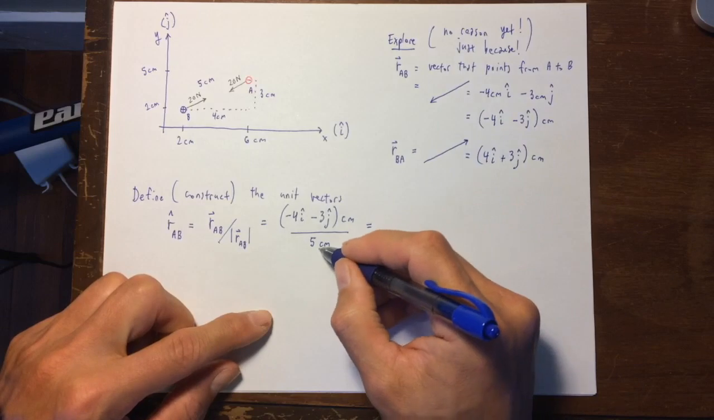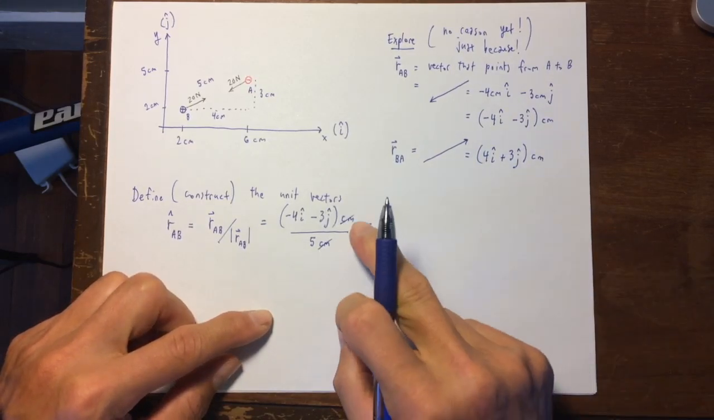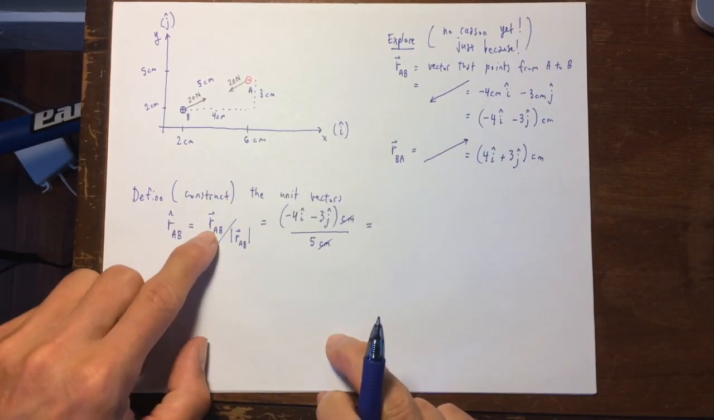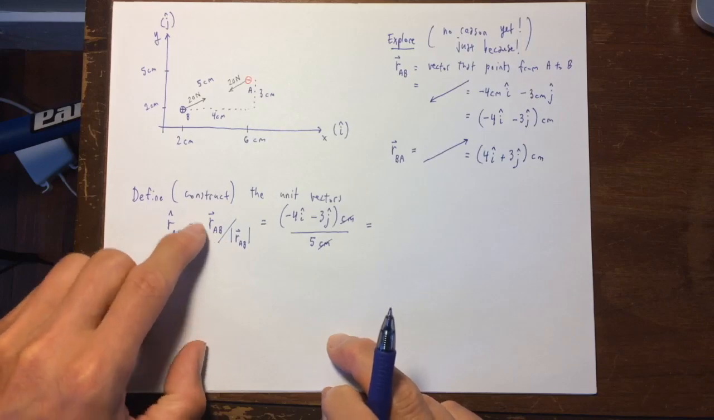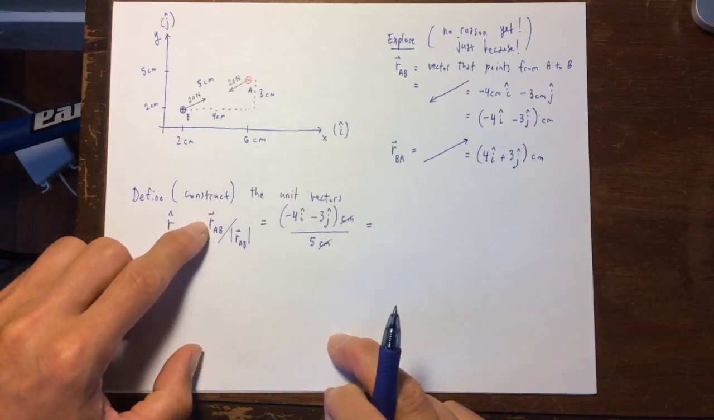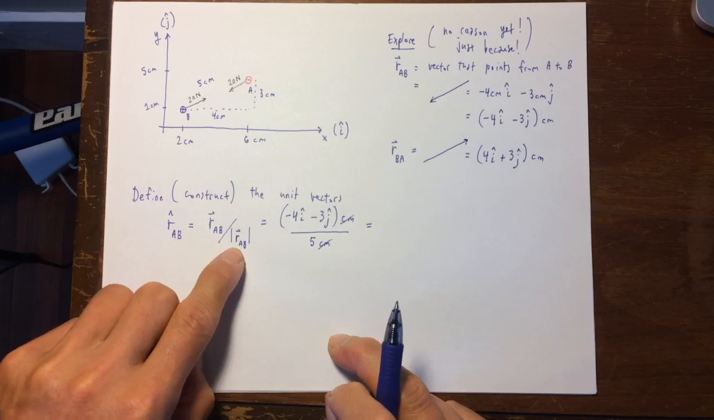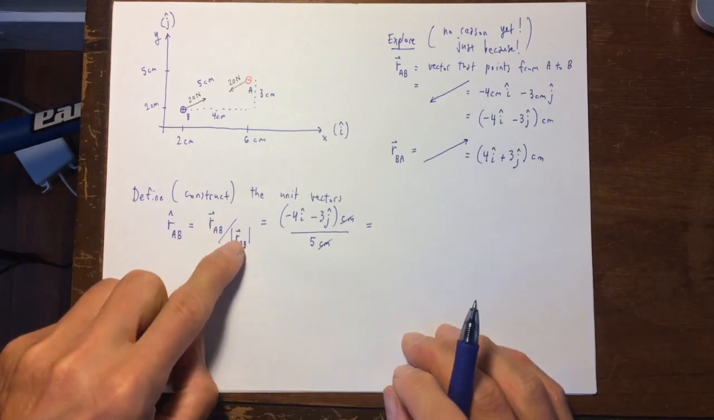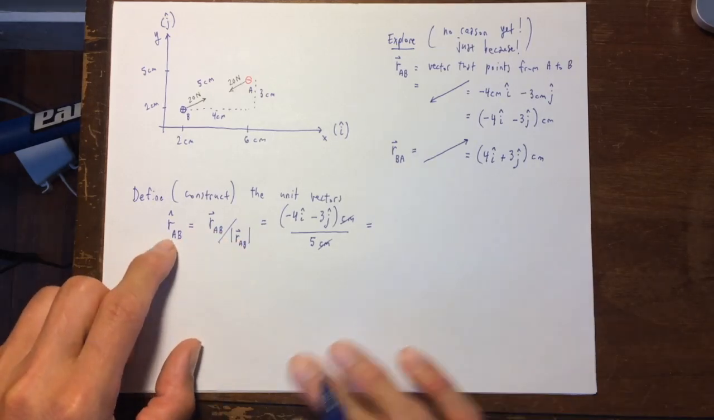So what you'll notice is the units go away, which is always going to happen because you're always going to take the units of the vector, and the units of the length of the vector are always going to be the same. So they will always divide out, and the unit vector will never have units.